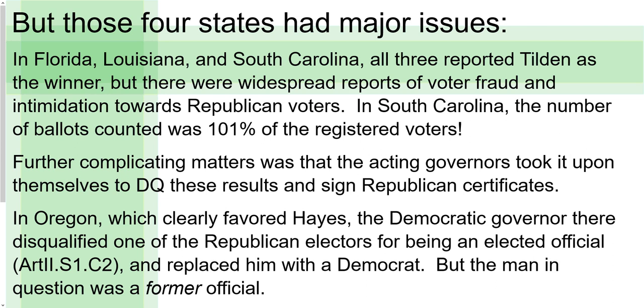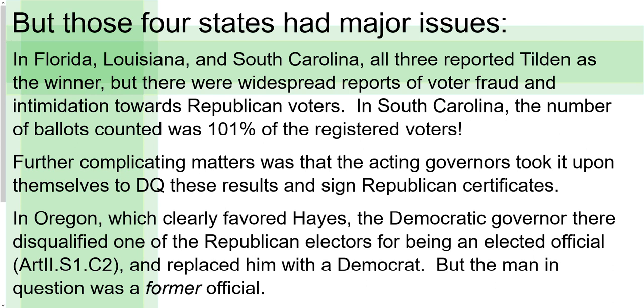Whether to accept Republican results or Democrat results. And he signs the Republican certificates. All three of these states, same thing plays out. And when he signs the Republican certificates, he then assigns Republican electors from those states. Okay, so there's a problem right there, because we don't even know if the governors even have the power to do that. In Oregon, it was kind of the opposite.